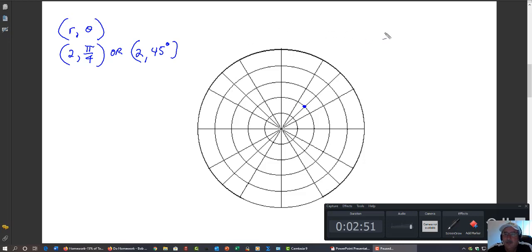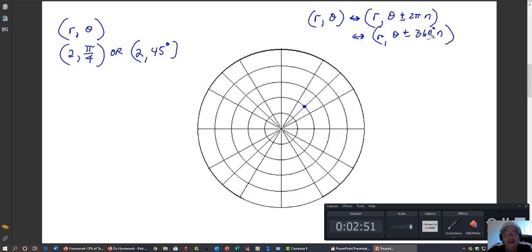Now, (r, θ), I'll come over here on this side, can also be written, the same polar point can be achieved, and I think as we have progressed in the course, you'll understand this very well, if you take that angle and you add or subtract 2πn. If we're talking radians, that would work. Or if we're talking degrees, you would say (r, θ) plus or minus 360°n. All right, now n being an integer: 0, 1, 2, -1, -2.